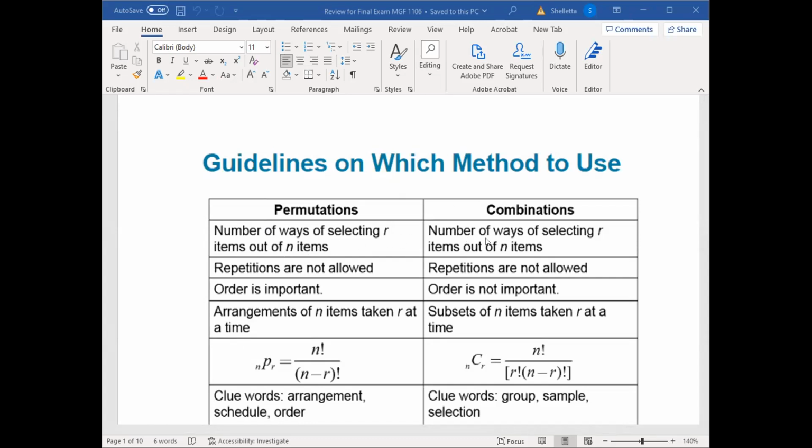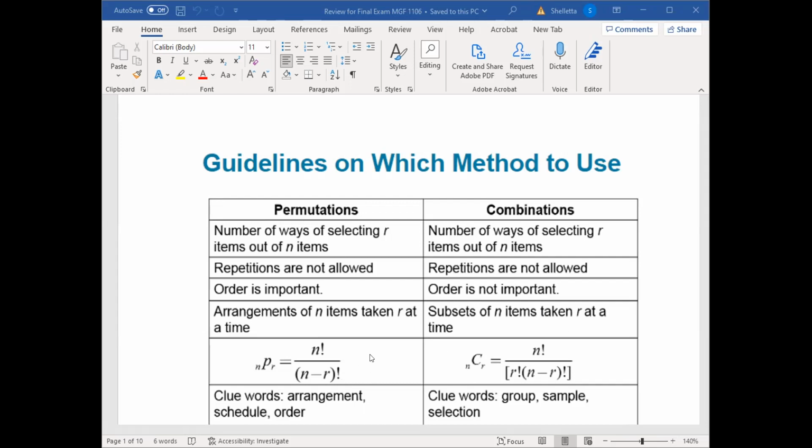And for combinations, we do that same selection process. For both permutations and combinations, repetition is not allowed. Order is important for permutations, but order is not important for combinations. The arrangements are taken in items r at a time for permutations, and then subsets of n items are taken r at a time for combinations.